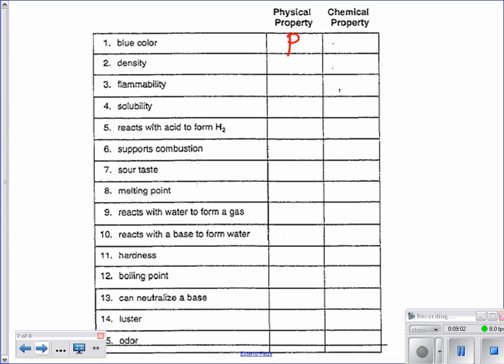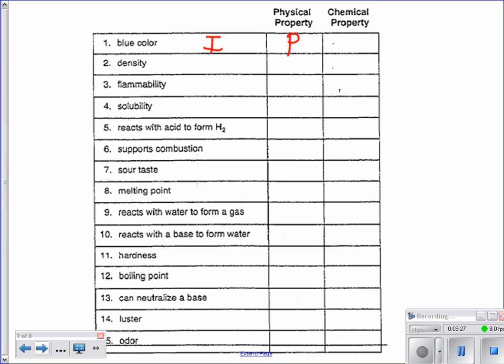Let's go further. Is it an intensive or an extensive physical property? Intensive. Doesn't matter if I have a little bit of this stuff or a whole bunch of this stuff. It's still blue. So it helps to describe that substance. Color is an intensive physical property. What about density? Physical or chemical?